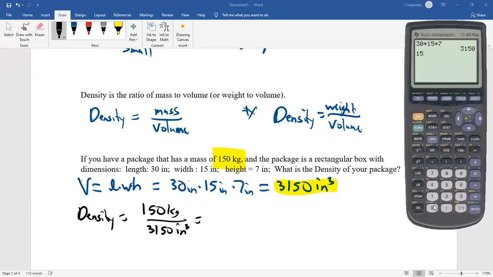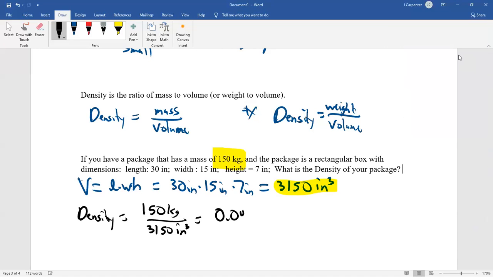150 divided by 3,150, and you get 0.047619, blah, blah, blah. Let's take that to 3 decimal places just for a little more accuracy, which would be 0.047, but the 6 tells us to round up, so the 7 becomes an 8. So 0.048. Remember, your homework always tells you how to round. I'm just doing this on the fly. So that's 0.048 kilograms per cubic inch.